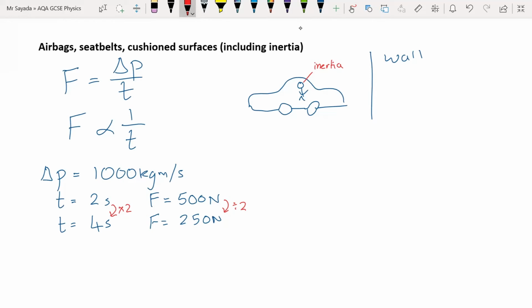Also, anything in the car that's not attached to the body of the car will also carry on moving forwards. And if the car stops very, very suddenly, that means you or whatever objects are loose in the car are going to slam into the steering wheel or onto the dashboard or into the front window. So the idea is the car stops, but the things inside do not. Things inside carry on moving forwards.